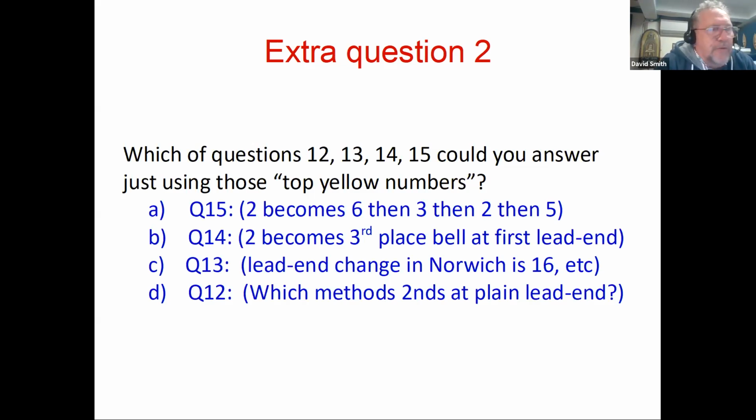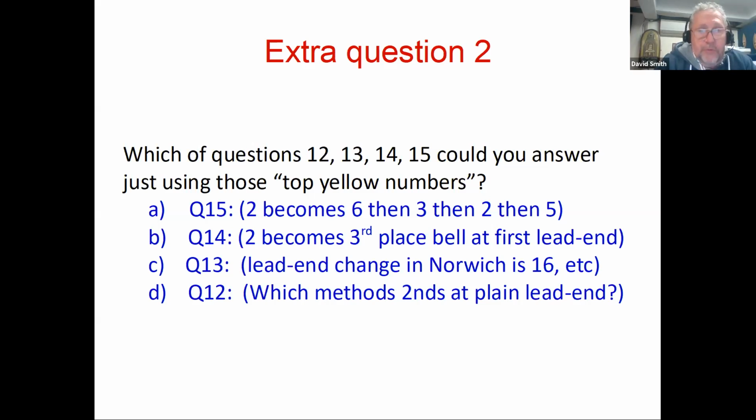Question 15, if you've got it in front of you, it effectively says which method are you ringing? If you're ringing the 2 and in a plain course, you become 6th place bell, then 3, then 2, then 5. Could you answer that just with the yellow numbers at the top? And then question 14, which effectively says you're ringing something and in a plain course at a first lead end 2, you become 3rd place bell. Which method could you be ringing?